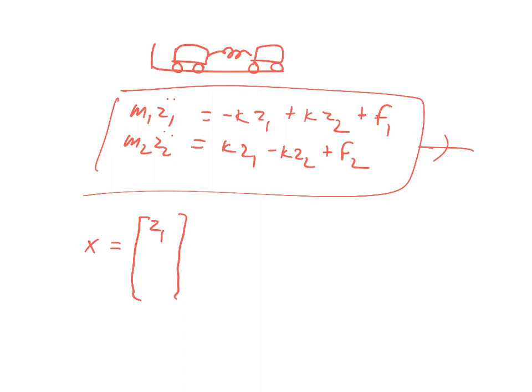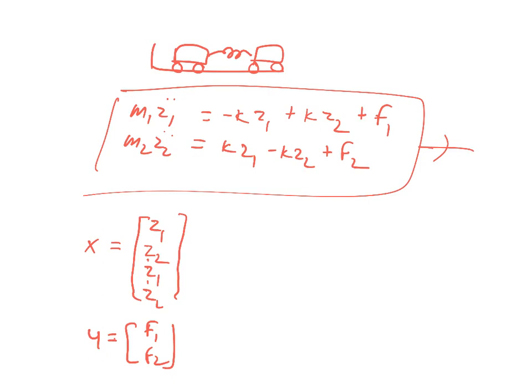Okay, my second state is Z2. And then Z1 dot and Z2 dot. So the position and velocity of each cart is your state. And what is my input? U, which is F1 and F2. So that's no problem.